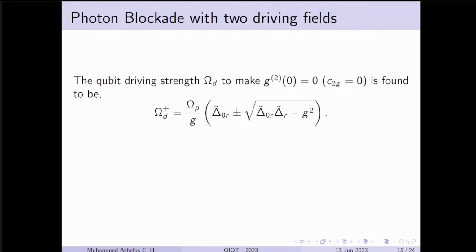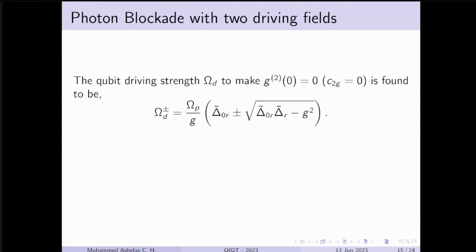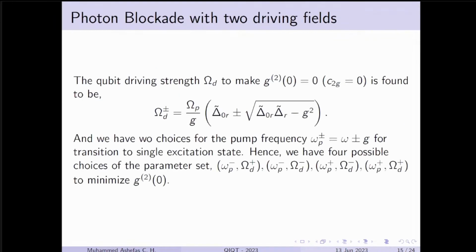Now it is possible to find the condition for C2G to become 0 by using the previous equation. From this equation, we can find the condition for when C2G becomes 0, and it can be found that there are two possible values of omega d. This omega d plus or minus gives the 2 possible driving strengths at which G2 of 0 can be minimized.